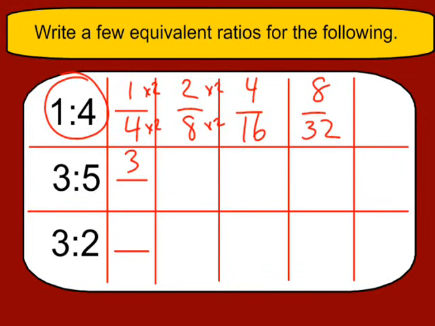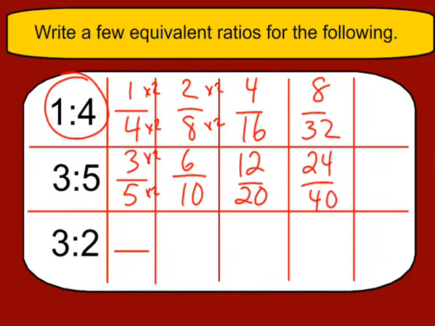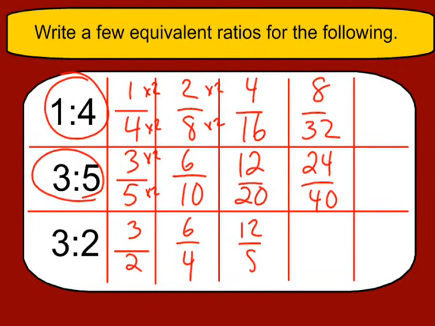We could use that same technique if you were asked to write equivalent ratios for 3 to 5. I could double each one of these, and I would end up with 6 over 10. I could double the numerator and denominator again. All of those ratios are equivalent. They would all simplify to 3 to 5. And we'll just do one more. If the ratio was 3 to 2 and you wanted to write some equivalent ratios, just double them. So it'd be 6 to 4, 12 to 8, 24 to 16. Those would all be equivalent ratios. So that's what a ratio is, and that's how you can work with them.